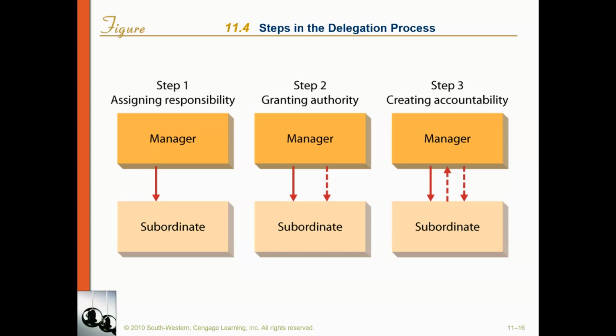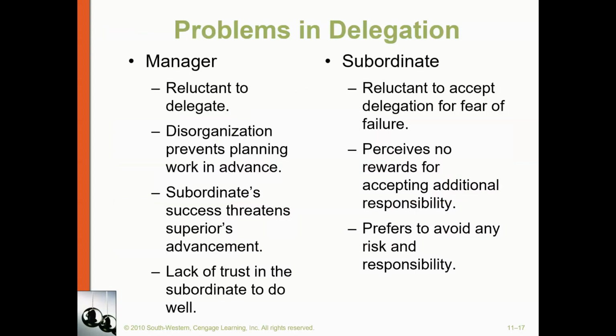So delegation is a win-win. It can free up the manager's time, and it can also help motivate and provide new skills for the subordinate, but it's not without problems. Sometimes managers don't want to delegate. A lot of times it's because they're too disorganized. If I'm going to delegate something to someone, I need to be organized. I have to figure out how to explain this to someone before I can actually hand it off. Perhaps the manager is insecure and is afraid that the subordinate would do a better job than them and threaten their position, or having a lack of trust in the subordinate.